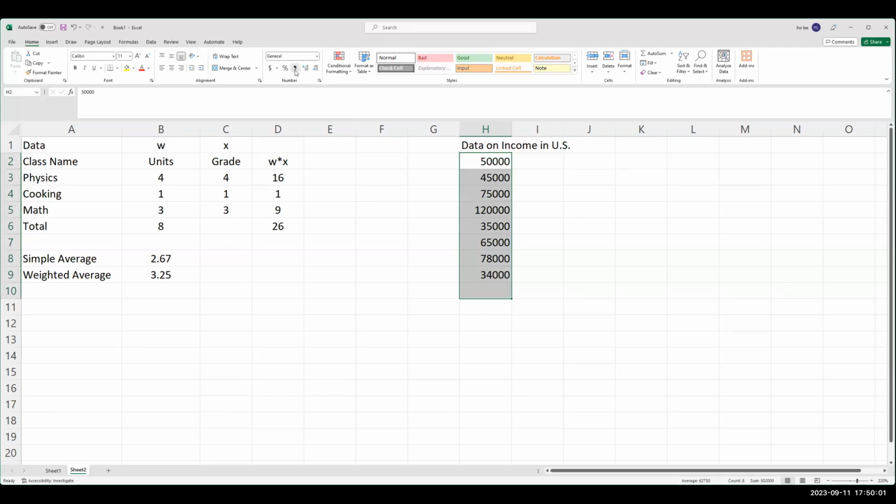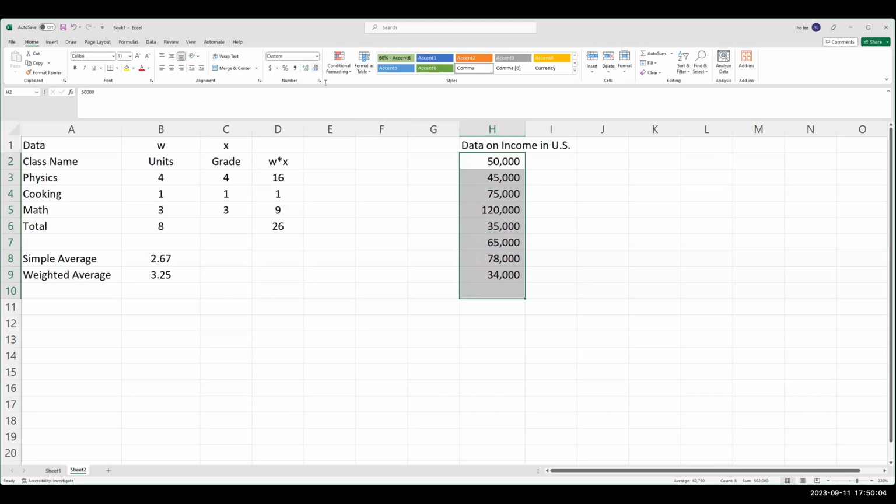I'm going to put the comma. Okay. And then we have one super CEO who makes 15 million a year. Okay, so let's suppose we collected data on wage or income in the United States. We have people who make 50, 45, 75,000, 120,000. Maybe this is a low-level medical doctor, and someone who makes 15 million a year. Okay.